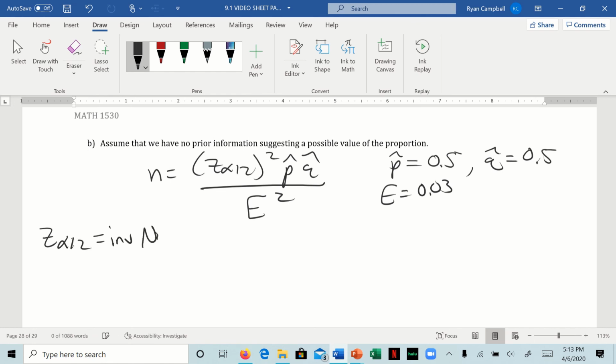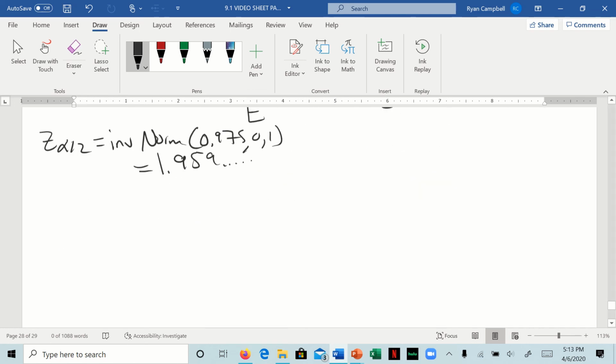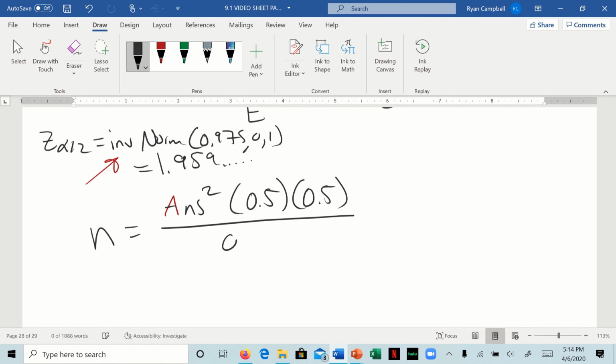Just inverse norm, 0.975, comma 0, comma 1. It's that long number, 1.959 and so on. So we can just plug that all back into our calculator. When I do problems like this, I just retype inverse norm to get that number back nice in my calculator. That way I can just square it, times 0.5 times 0.5, divided by 0.03 squared.